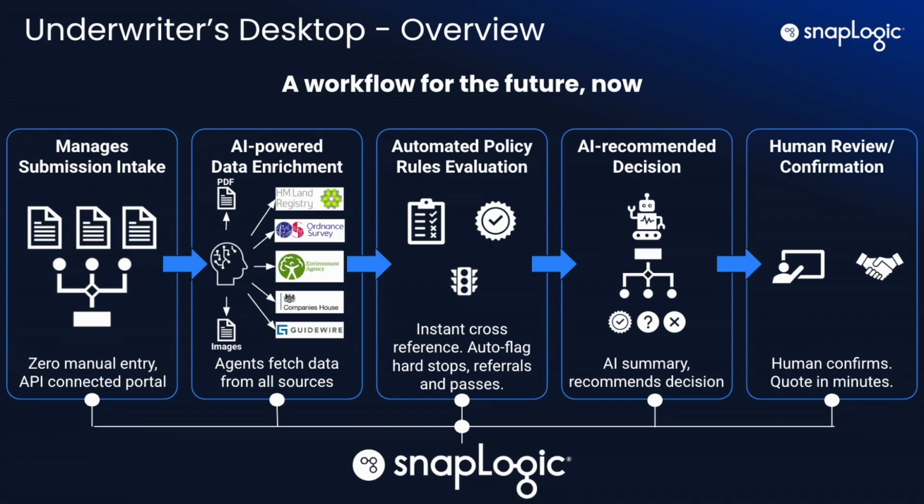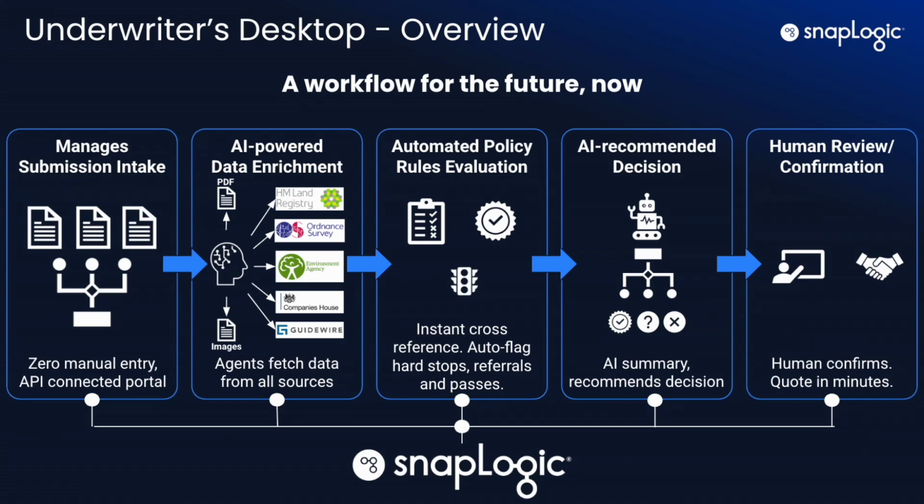Taking all of this data, we can then move to the next phase and do an automated policy rules evaluation of all of the information that we have and see what kind of rules the data is meeting. Is it passing our checks internally? Is it meeting the standards that we want to write from a risk perspective? Next, the AI can take all of this data and recommend a decision based on what it's understood and provide this decision to the underwriter for review.